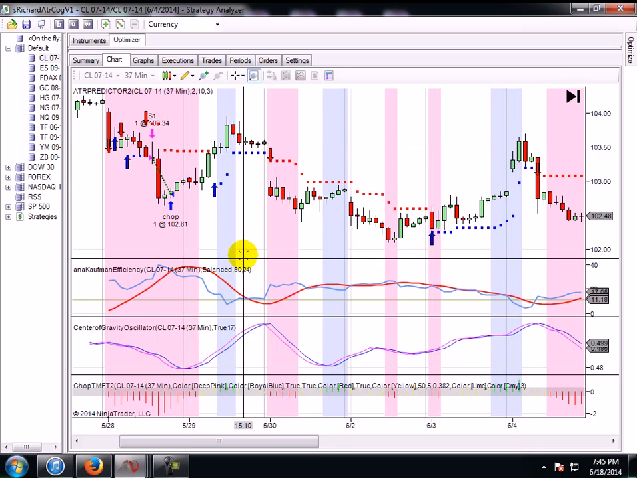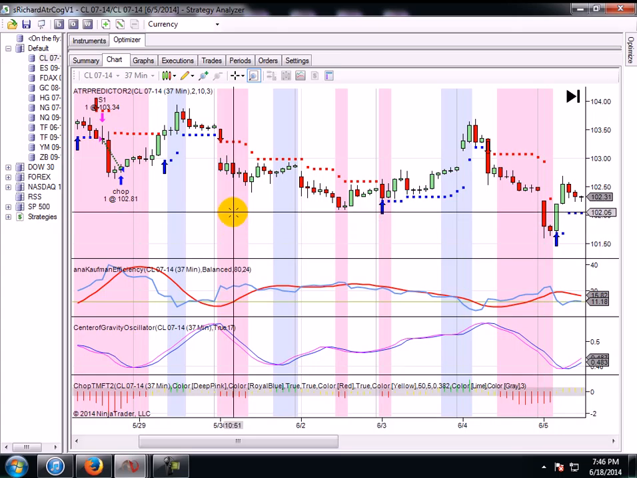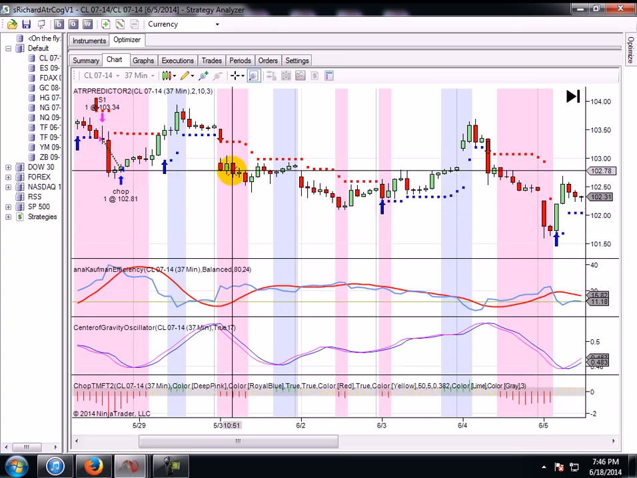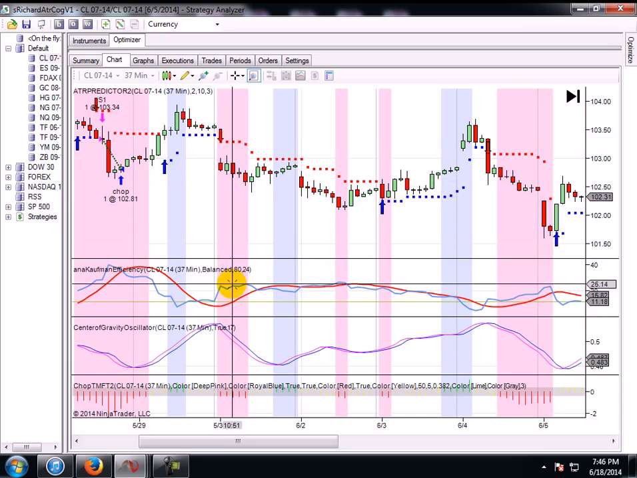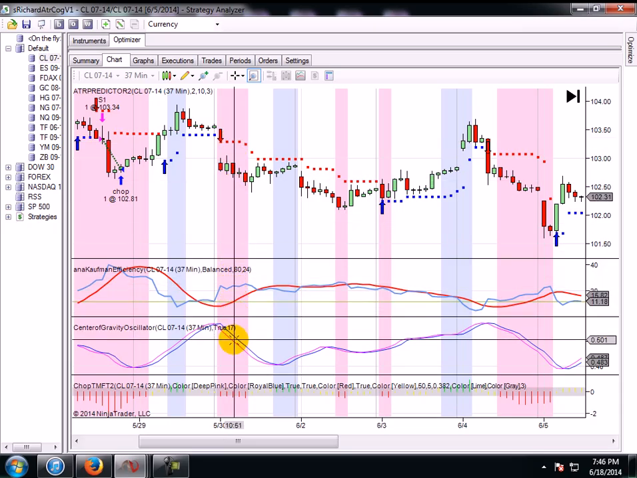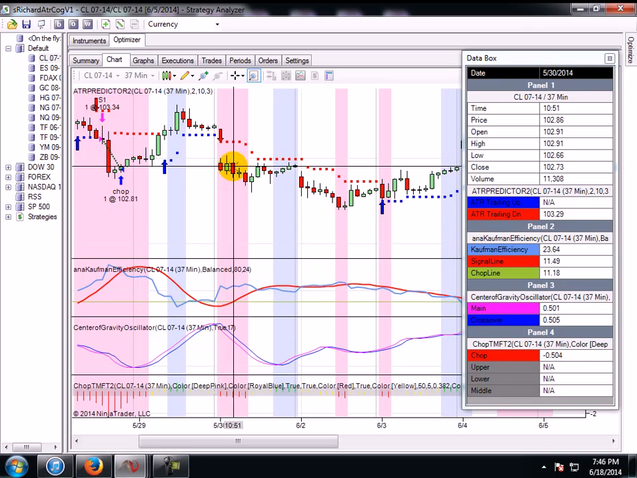As we move forward, it looks like right here, maybe on this bar, we should be in a short trade. We have the short dot from our ATR. The curve conditions are met here. The CGO is in accordance. I will have to quickly pull up the data box here and look at this. Looks like the chop meter value is negative 5.504.